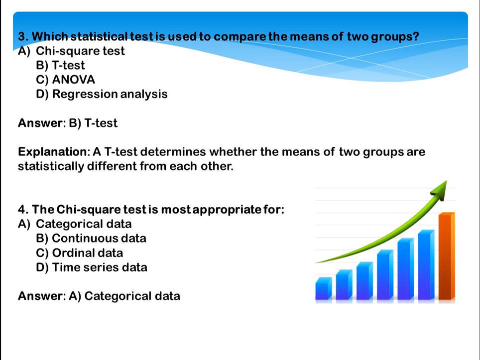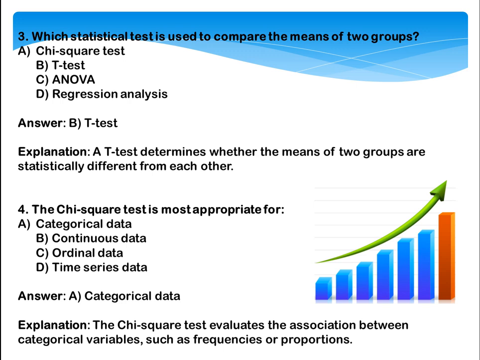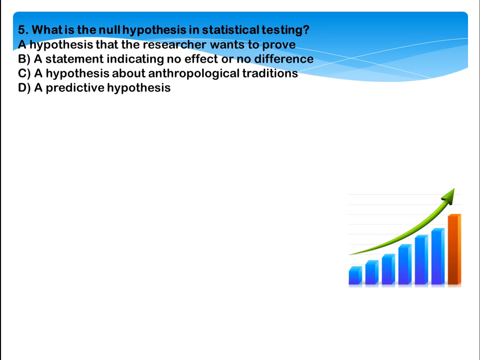Answer A. Categorical data. Explanation. The chi-square test evaluates the association between categorical variables, such as frequencies or proportions. 5. What is the null hypothesis in statistical testing? A. A hypothesis that the researcher wants to prove. B. A statement indicating no effect or no difference.